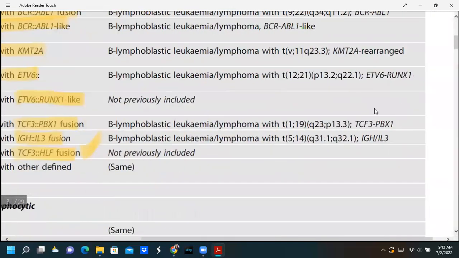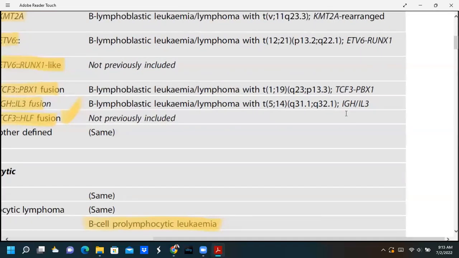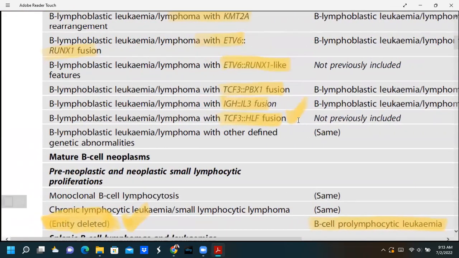ETV6::RUNX1 again, so without the cytogenetic things, ETV6 colon RUNX1. This entity ETV6::RUNX1-like was not previously included. Now they have included the ETV6::RUNX1-like. This other entity PBX1 was already there, and IGH::IL3 was already there. Now they just went to the molecular things, and then this TCF3::HLF fusion, this was not previously included. Apparently, this is a more aggressive form of B-ALL, and that's why they had to separate it out as a more aggressive form. And then other defined genetic abnormalities are the same. So that's about the precursor B-ALL.